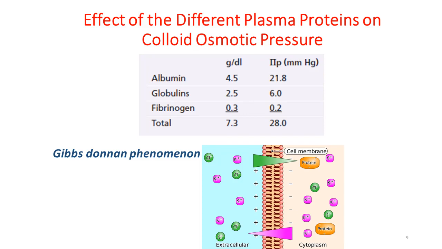This is named the Gibbs-Donan phenomenon. In this phenomenon, Gibbs-Donan said that in our body the proteins have negative charge and positive ions bind to these proteins, and binding of the proteins to cations and positive ions can increase the colloid osmotic pressure of the proteins, and because of that these three proteins have 28 millimeters of mercury in our body. This phenomenon is named the Gibbs-Donan phenomenon.